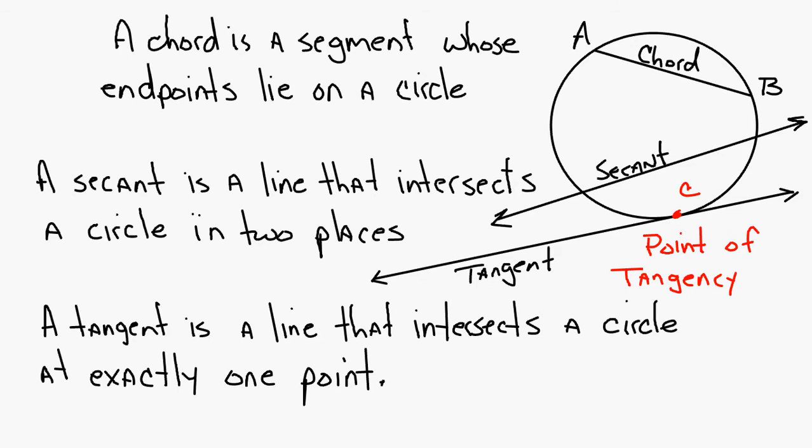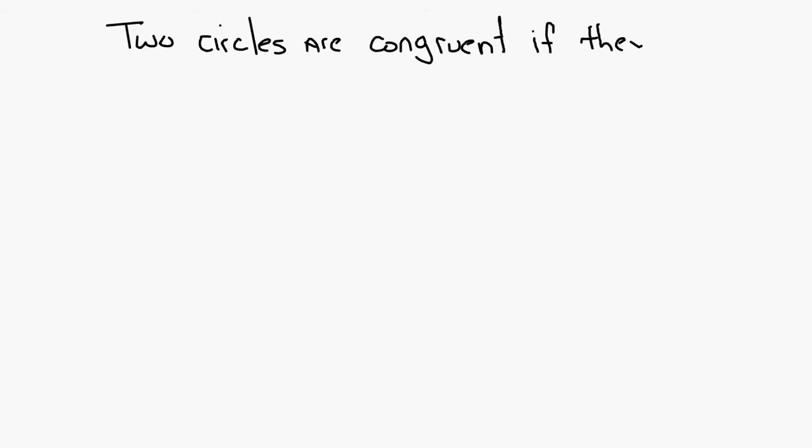Top of 793, congruent circles. Two circles are congruent if and only if they have congruent radii.